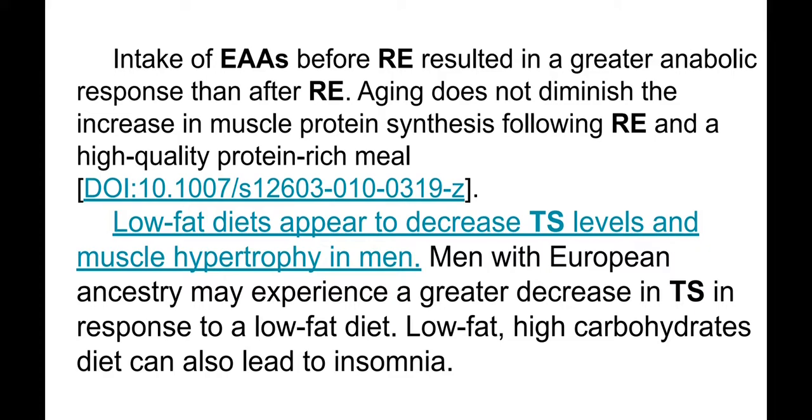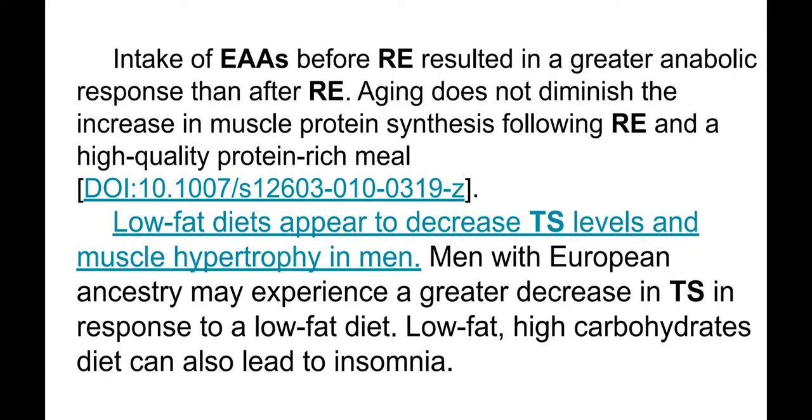And what is again important, for me at least, aging does not diminish the increase in muscle protein synthesis following resistance exercises and a high quality protein-rich meal. This is good news. I was discussing it in some of my videos, that at any age elderly people can grow muscles, and this is very important for rejuvenation. I will talk about this later on.